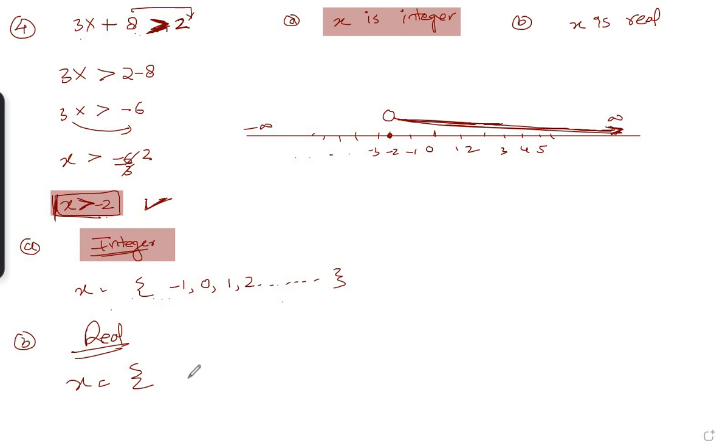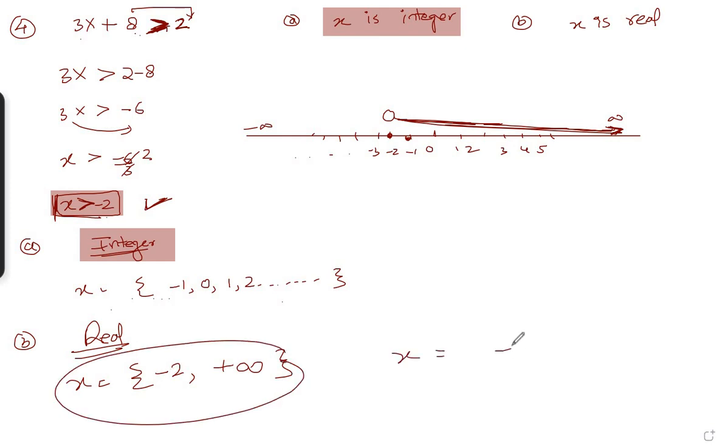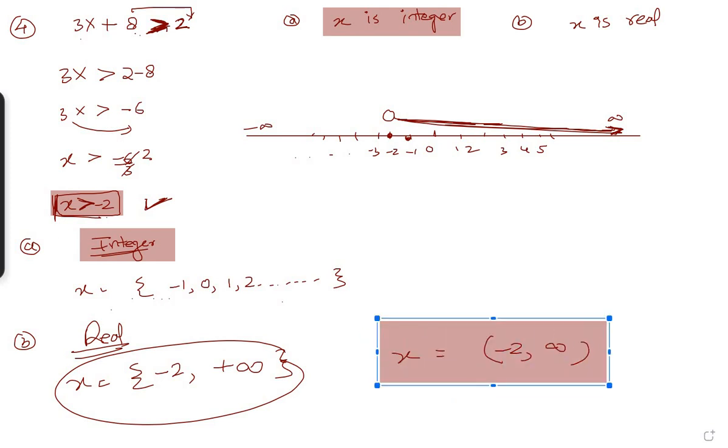So what we will do? It will be minus 2 to plus infinity, with curly brackets, or we should take minus 2 with these brackets. Which one will be correct? We have to take this one, because for real numbers we use these round brackets. In my first video I have explained the meaning of these brackets. The meaning is minus 2 not included, correct, and infinity, the first and last number not included. These are called open brackets.